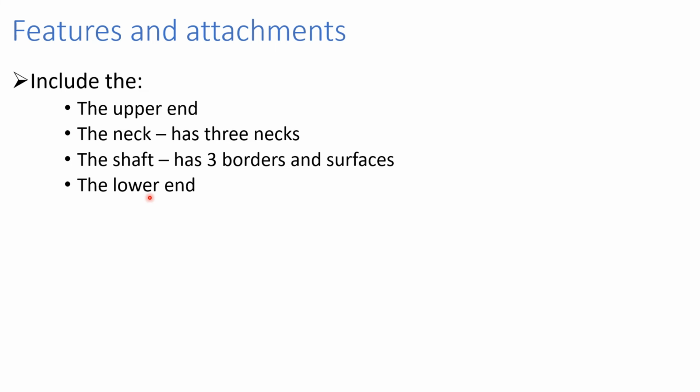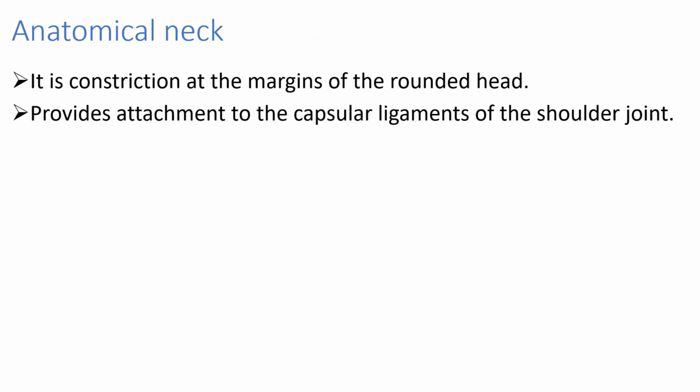As the following features, we have the upper end, the neck. As I said earlier, we have three necks: the anatomical neck, surgical neck, and morphological neck. We have the shaft. The shaft has three borders and three surfaces, and then the lower end.